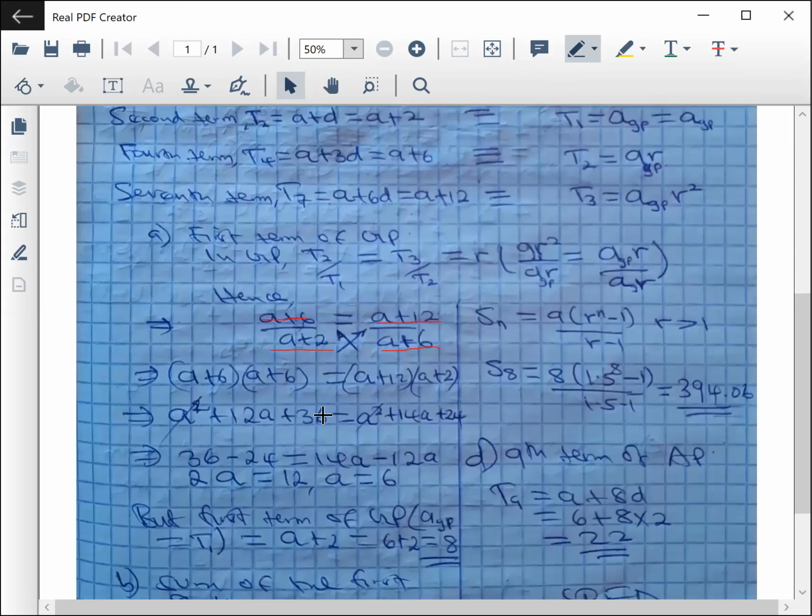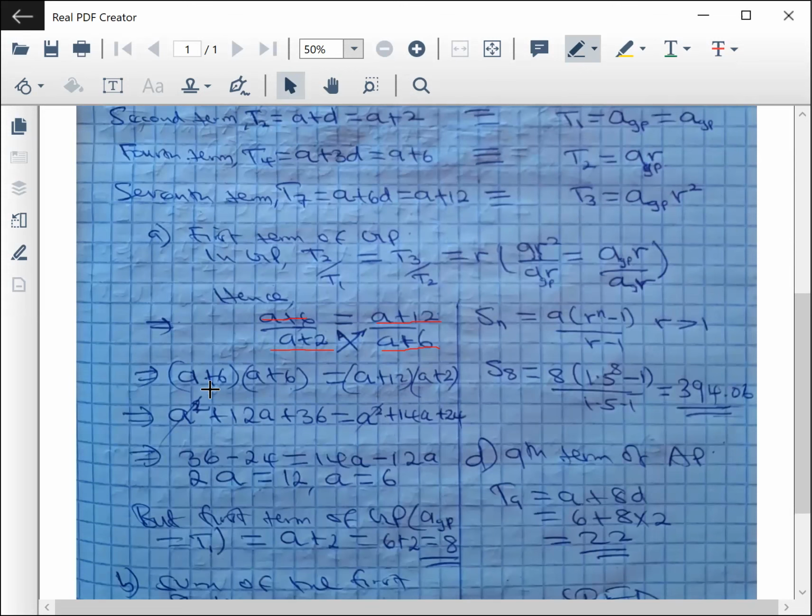Now, from there, we will do cross multiplication. So we cross multiply, and you find a plus 6 times a plus 6 is equivalent to a plus 12 times a plus 2. So you'll come up with a squared plus 12a plus 36 is equivalent to a squared plus 14a plus 24.